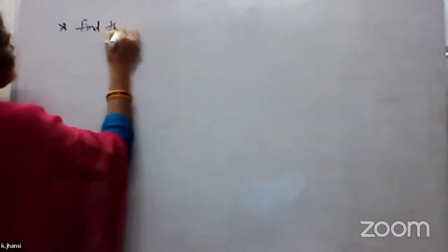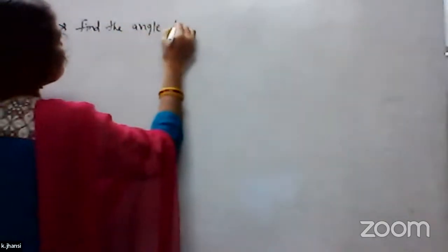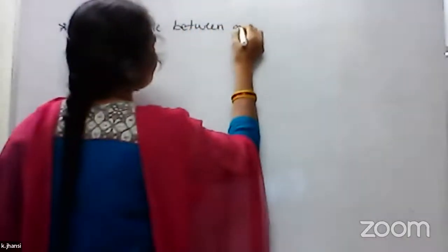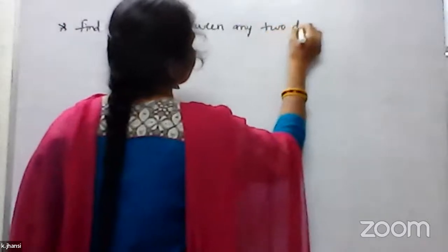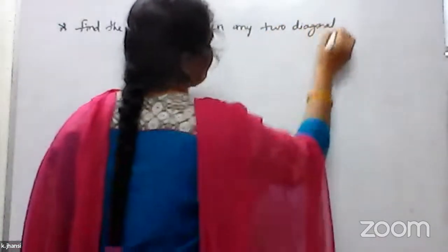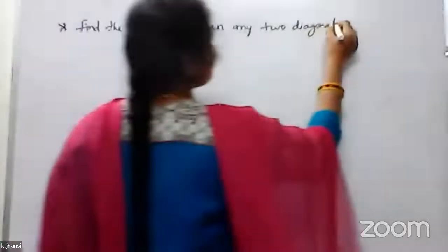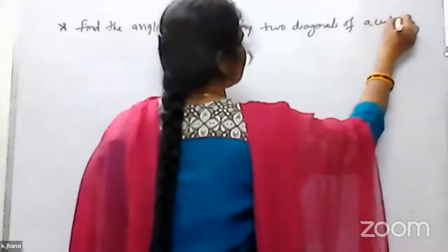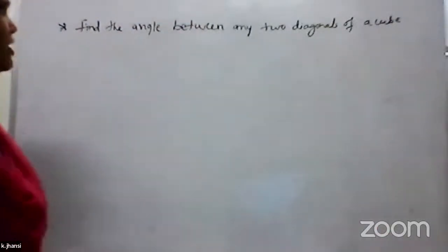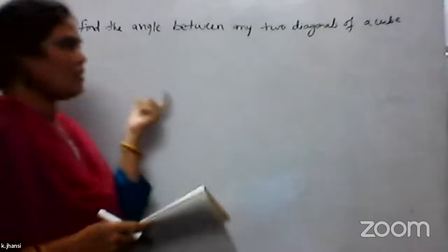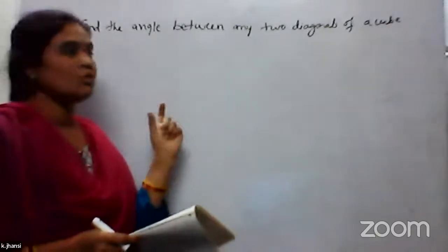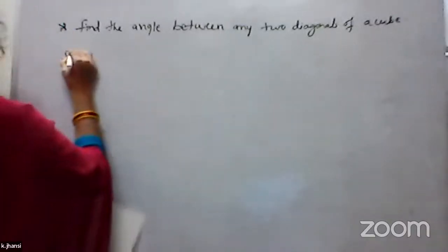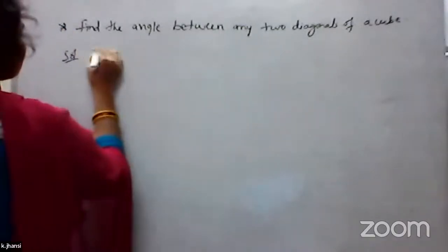If you have the textbook, try to open it. Find the angle between any two diagonals of a cube. We have four diagonals, so from the four diagonals, if you take any two, then you will get the same answer, the same angle. So if we consider here the two diagonals of a cube.